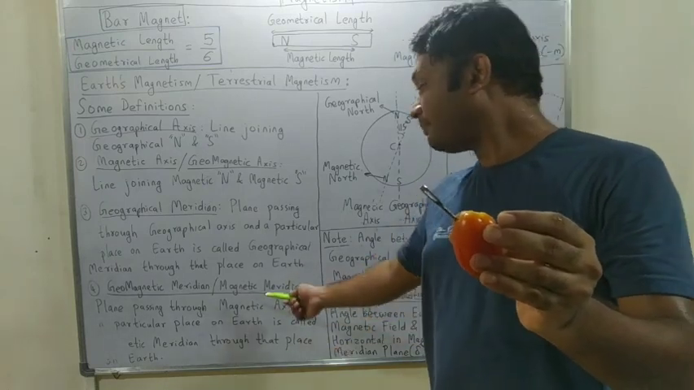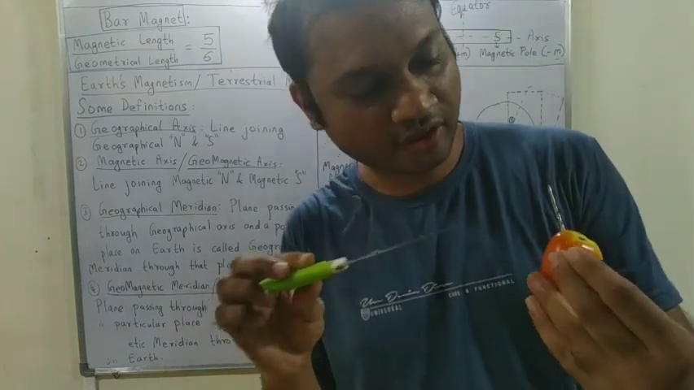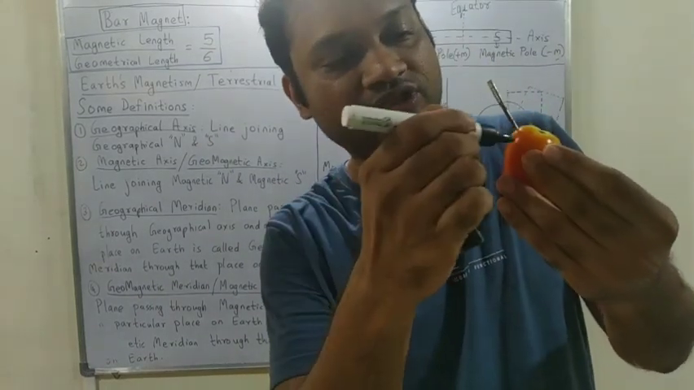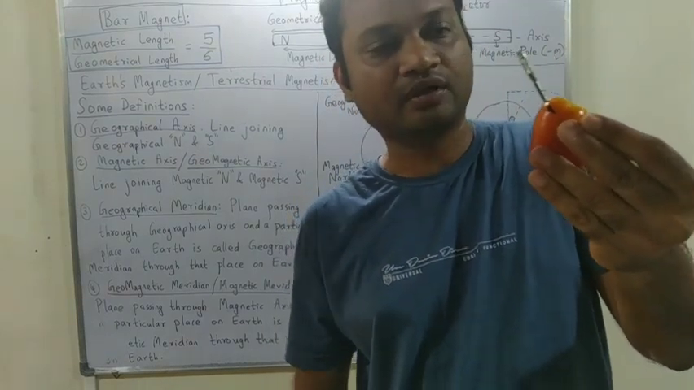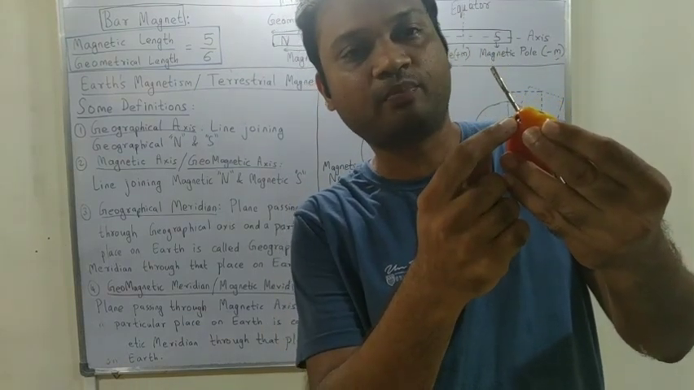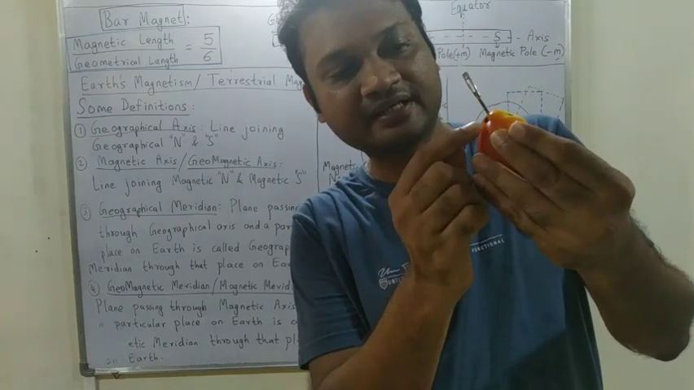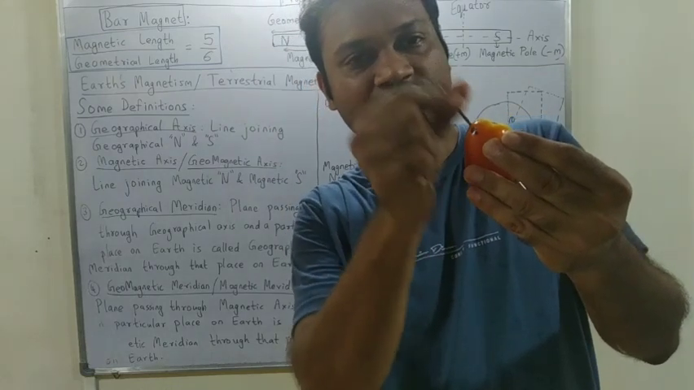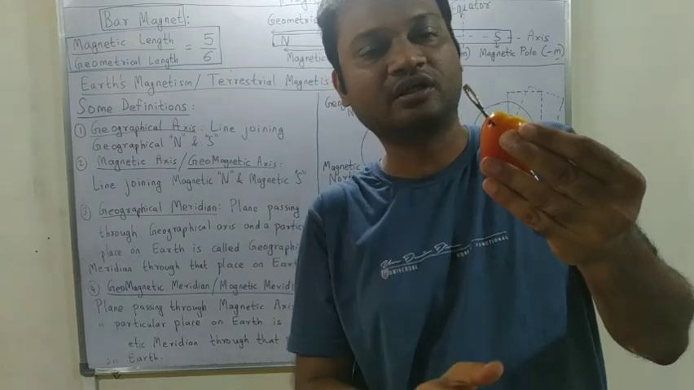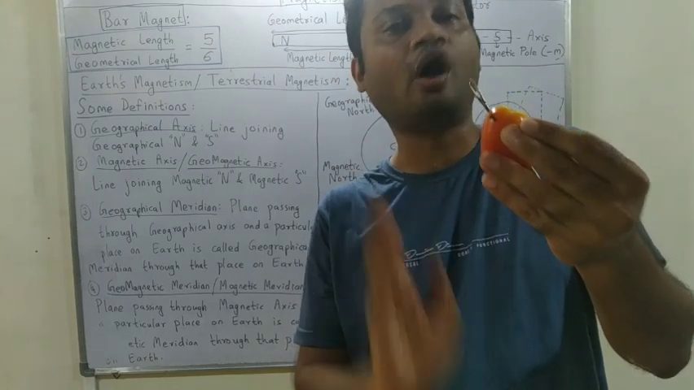Geomagnetic meridian, or magnetic meridian. It is the plane. If you remember, this was a particular point on earth. Let me mark it again with the marker. Suppose this is a point on the earth, which can be your city or town. The plane passing through a particular point on earth and the magnetic axis of earth is called the magnetic meridian of that place on earth.